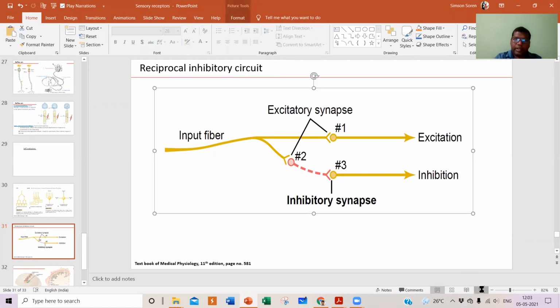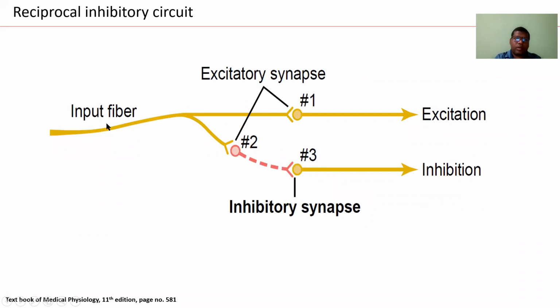So this circuit, suppose this is one motor neuron. We have seen in the knee jerk reflex, a motor neuron exciting one alpha neuron, and another alpha neuron they are inhibiting. So one way they are stimulating another neuron, another way they are inhibiting another neuron which is going to a different muscle. So this is called a reciprocal inhibitory circuit.